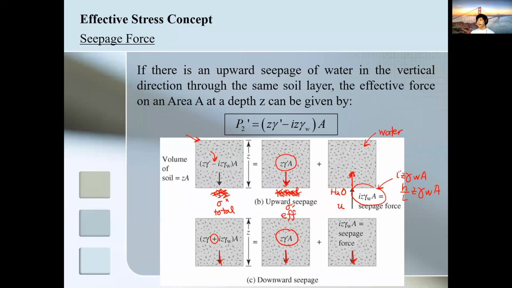Okay. So just try to read everything in the book, because it is difficult to understand the diagrams if the book does not explain them.